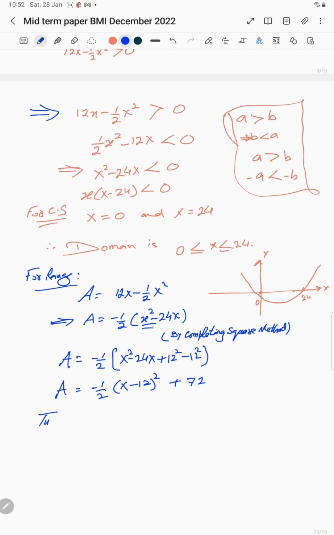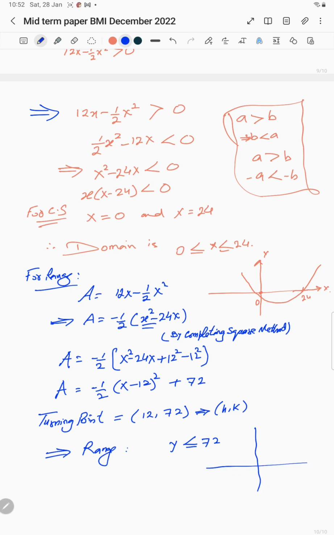The turning point of this function is (12, 72). This implies that it is like the same h and k. This implies the range of the function is y is smaller than or equal to 72. How? Let's see.